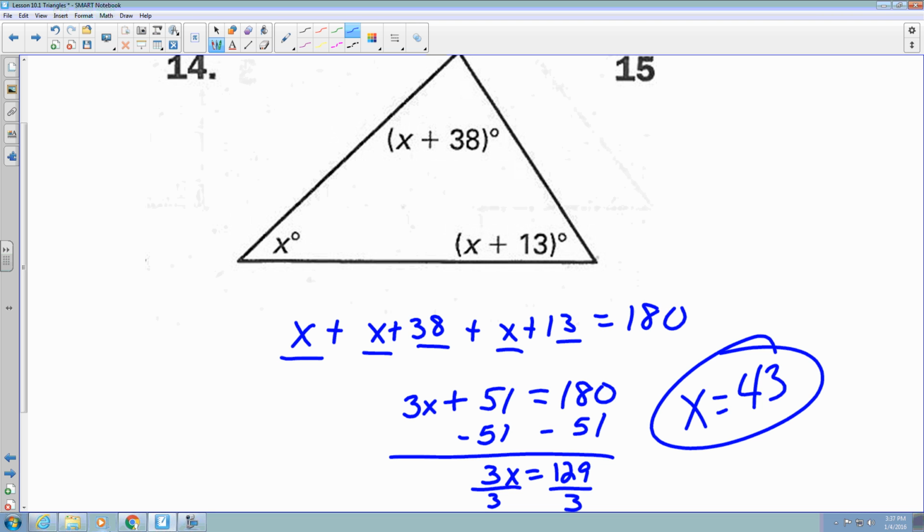If I were to plug it back into the original angles, I would get 43 here. I would get 43 plus 38, which gives me 81 degrees here. Put the degree sign here. And then finally 43 plus 13 gives me 56 degrees here. And if you were to add those three angles up, you would get 180 degrees.